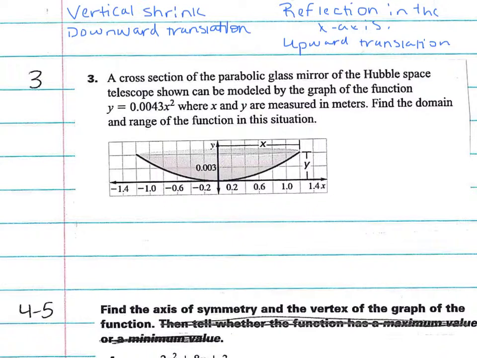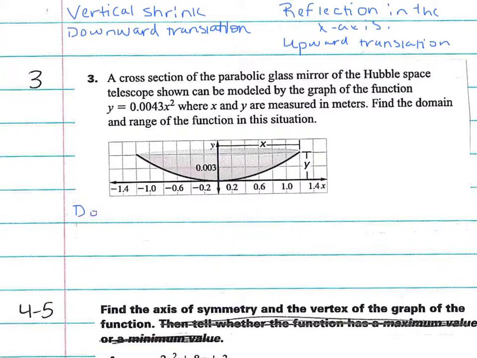You'll also have a question similar to number 3. A cross-section of the parabolic glass mirror of the Hubble Space Telescope can be modeled by the graph of the function y equals 0.0043 x squared, where x and y are measured in meters. Find the domain and range of the function in this situation.